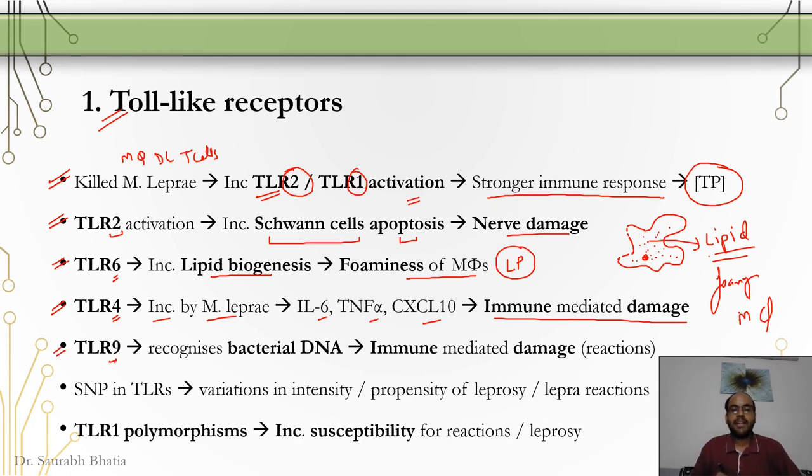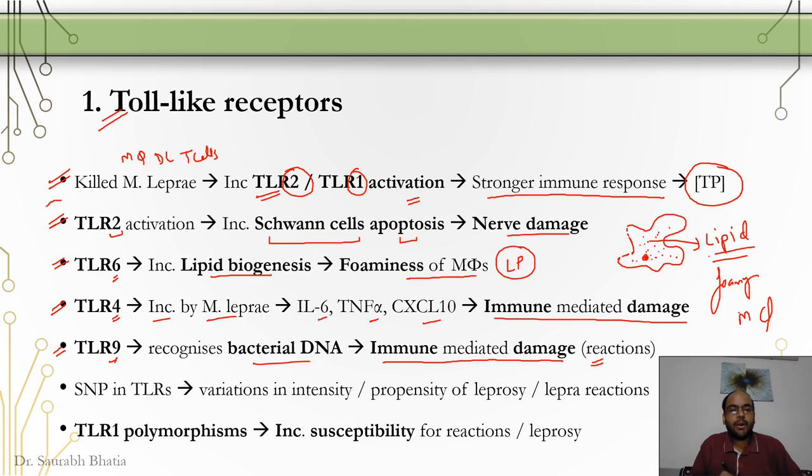Toll-like receptor 9 is responsible for recognizing bacterial DNA. So when M. leprae gets killed, the nuclear material gets released and recognized by toll-like receptor 9, and this leads to immune-mediated damage of the bacilli and the surrounding structures, which is mostly seen in reaction. So remember, in reversal reaction, when you start treatment, the M. leprae bacilli die and release nuclear material recognized by toll-like receptor 9, and then that leads to immune-mediated damage.